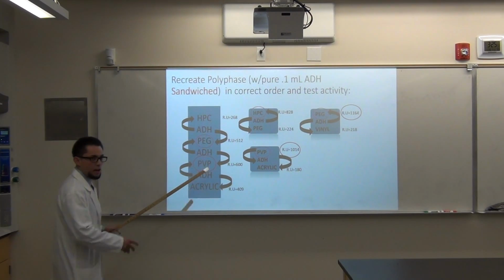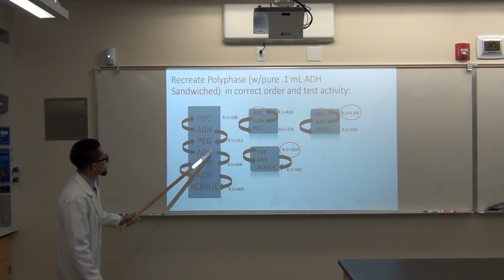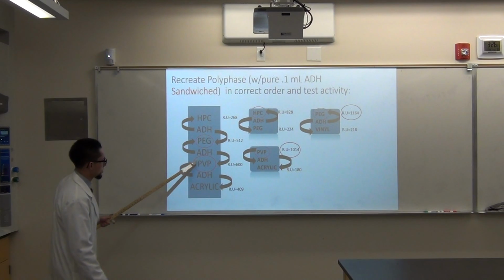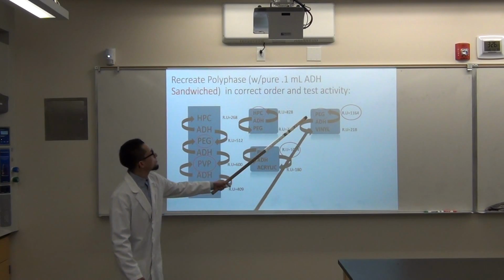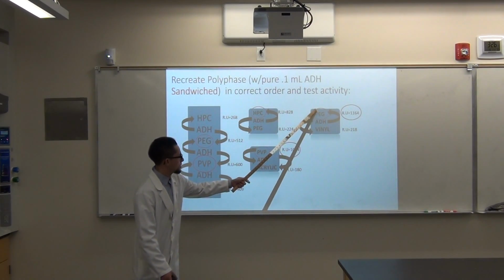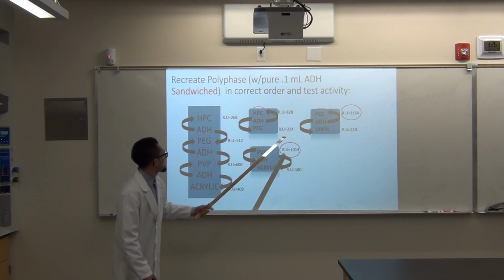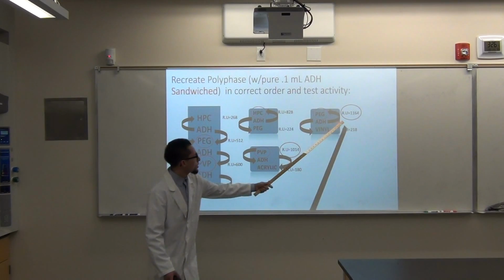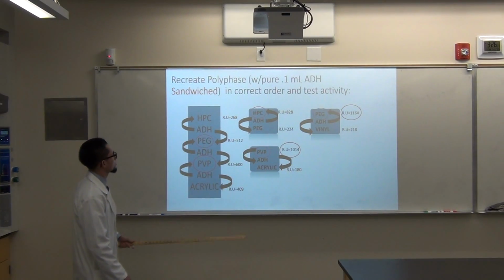So when we did that, after we looked at it, we saw that there was unfair treatment here. As you see, PEG and PVP both had a greater chance of receiving the ADH as opposed to HPC and acrylic. So then we recreated it with each one having a fair treatment of ADH right in the middle, and it just so happens that PEG and PVP both had higher rack units as shown in this one. So that was a good result.